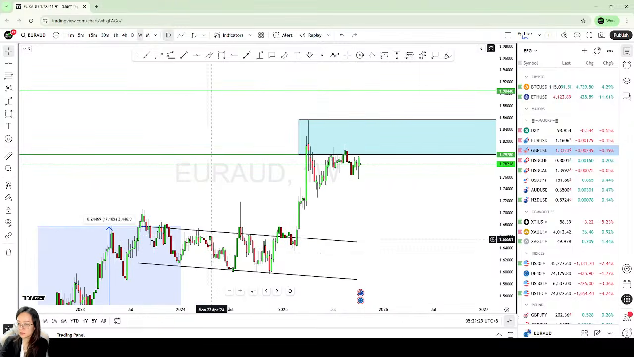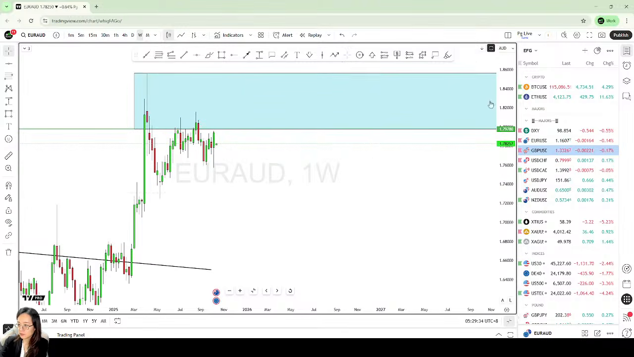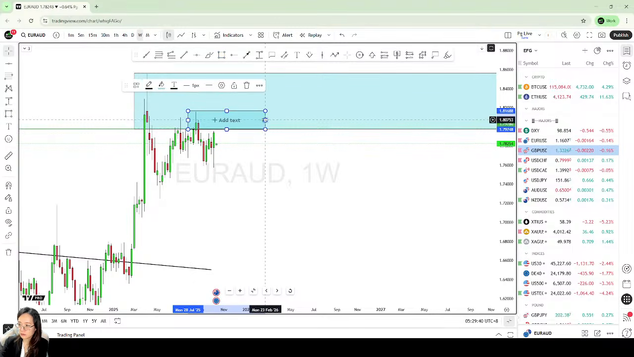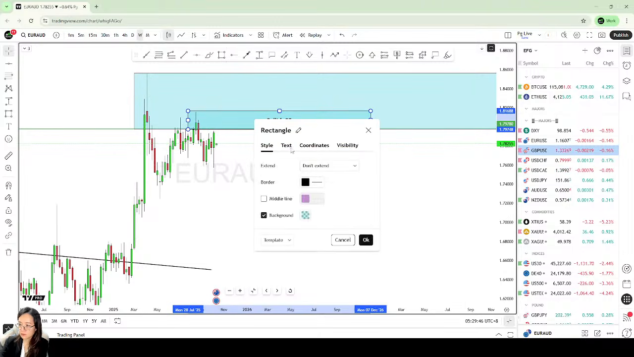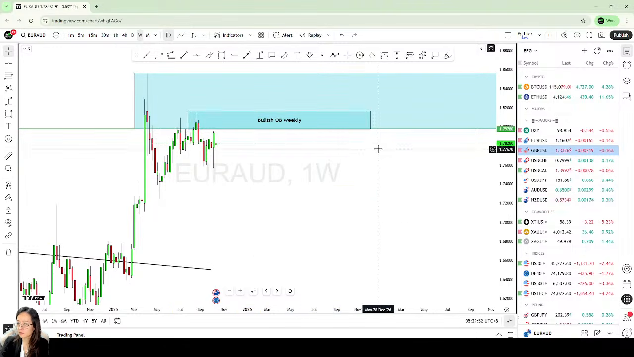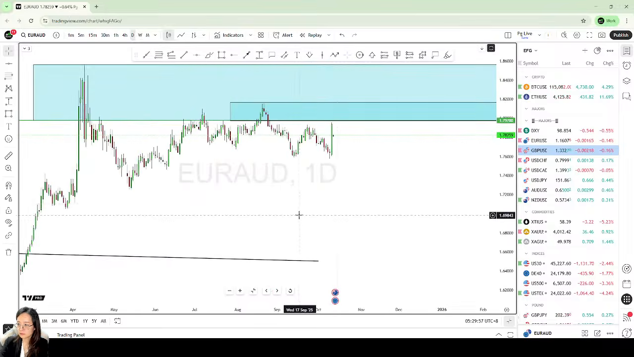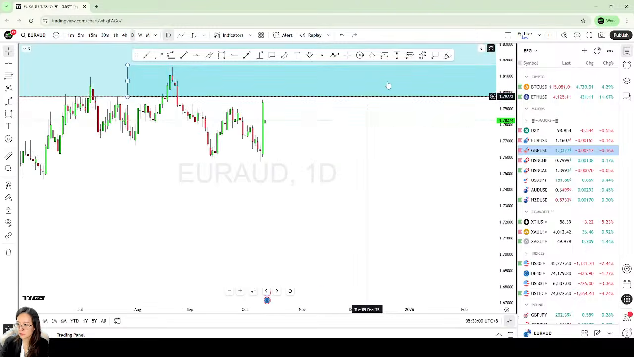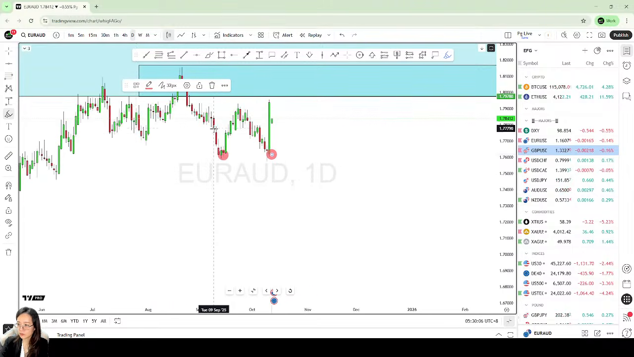I'm going to remove this. Weekly time frame. Okay, zoom in to see. We have the OB here within the weekly. On D1, price seems to make an equal low or M pattern. This is a breakout of the neckline.